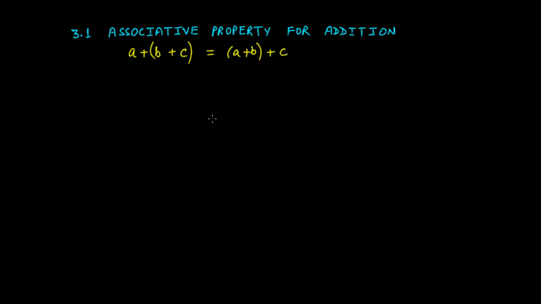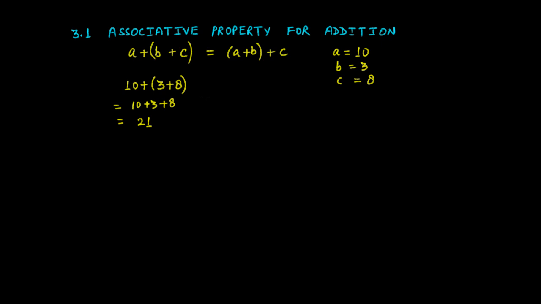The addition of integers follows the associative property. Let's assume that we have a equals 10, b equals 3, and c equals 8. Now, if you do a plus (b plus c), you will get 10 plus, within brackets, 3 plus 8, bracket closed, and you'll get 10 plus 11, which is 21.